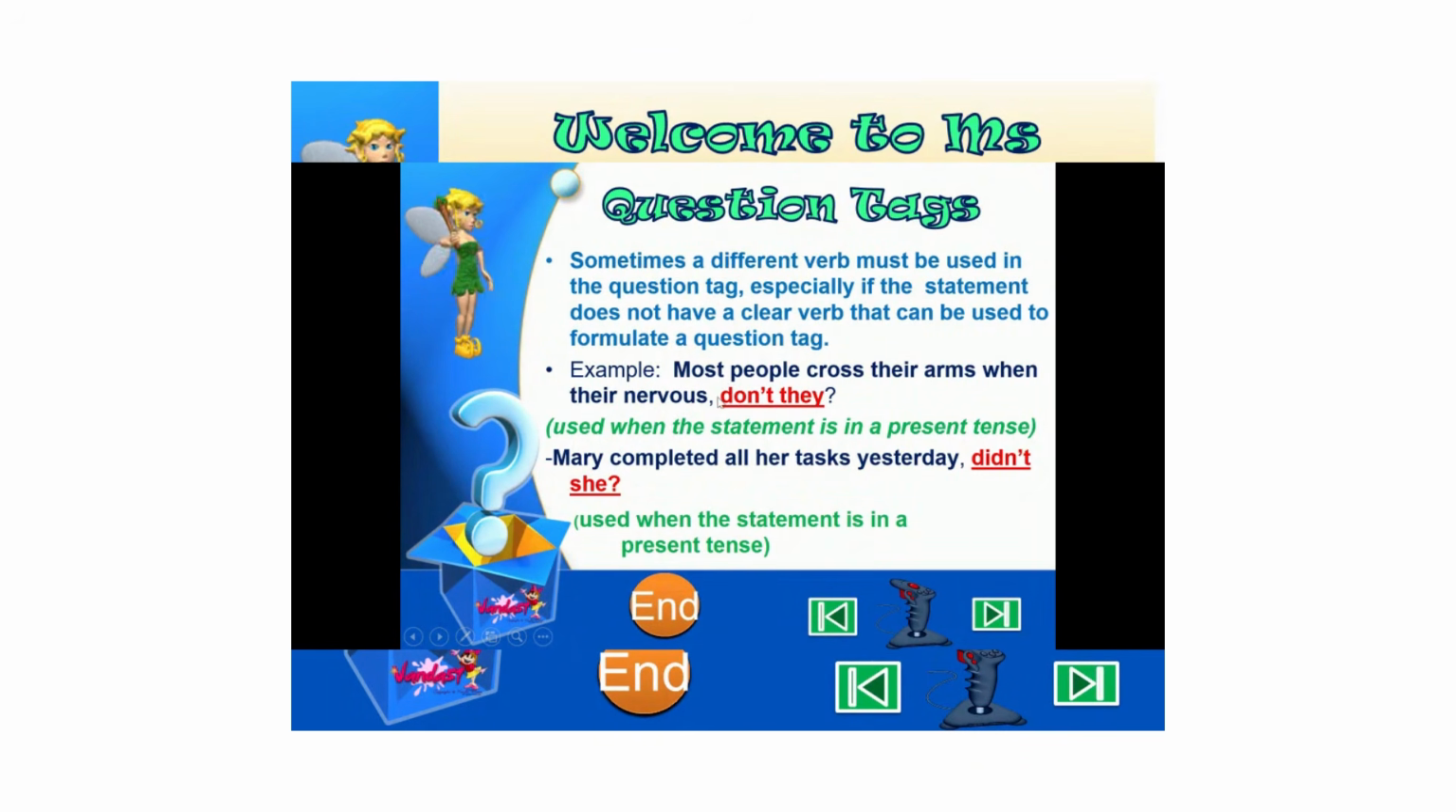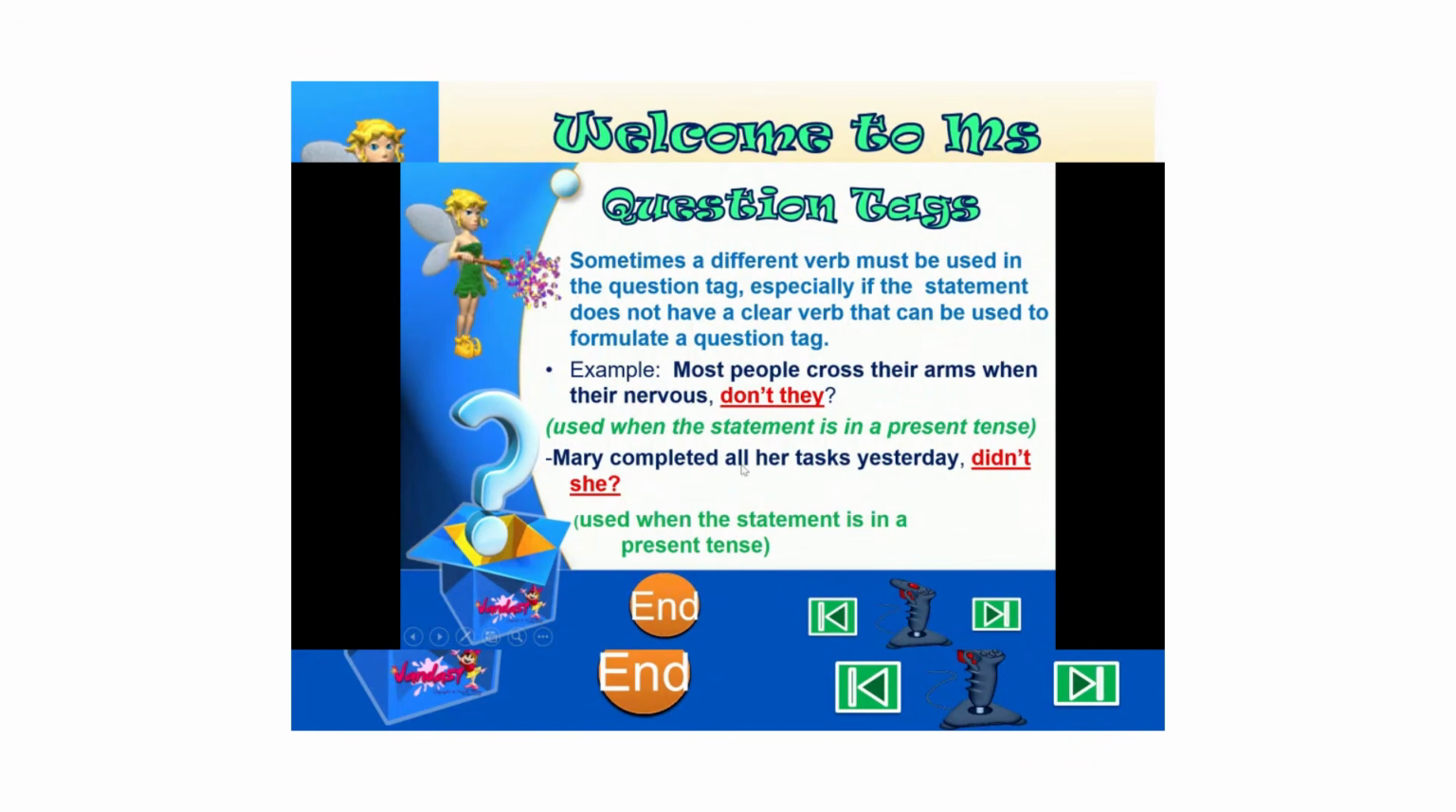For an example, let us study the statement. It says most people cross their arms when they are nervous. We don't have any auxiliary verb. So if you don't have an auxiliary verb, you study the tense. So we go to the verb, they say cross. By virtue of using the word cross, it means that this statement is in a simple present tense. So whenever you have a simple present tense, you will use the word don't. So it will be don't they. Remember, the pronoun will be used in place of the people, so we say don't they. So you only use don't they if you do not have any auxiliary verb to use, but the statement is in a present tense.